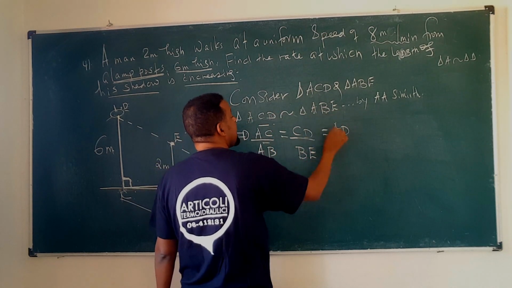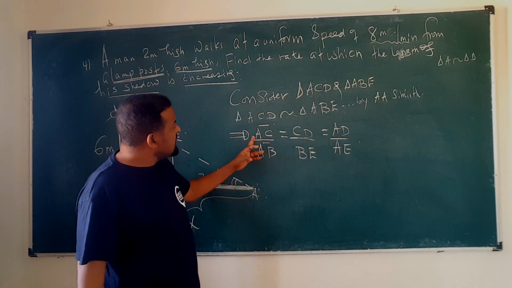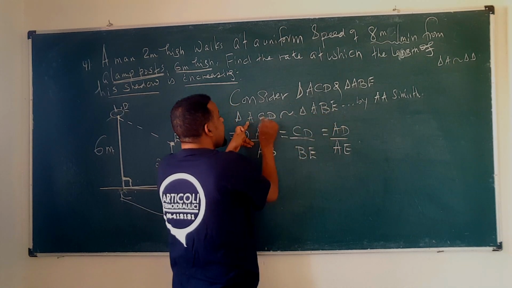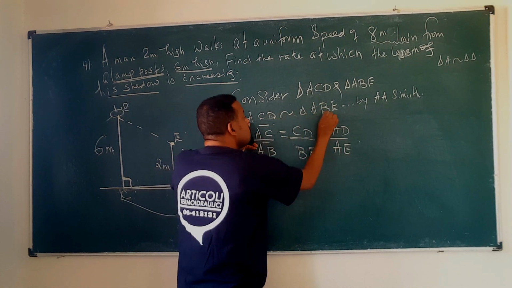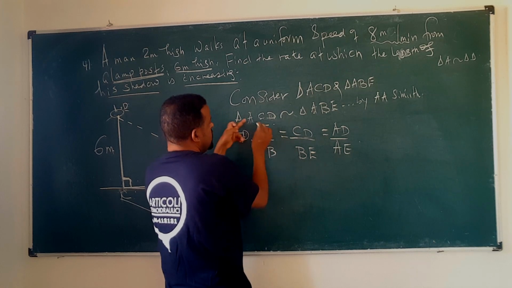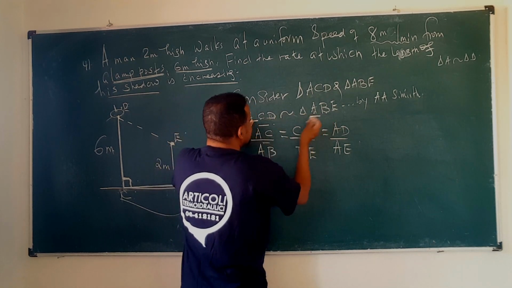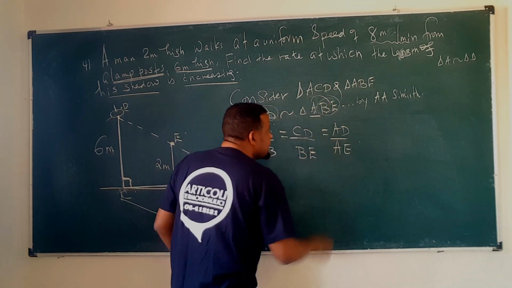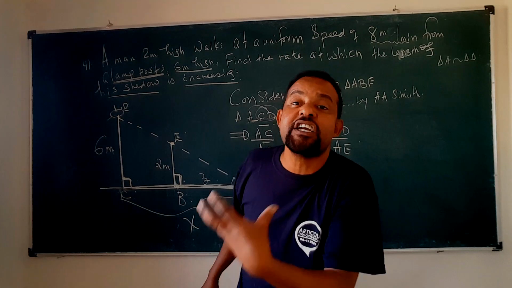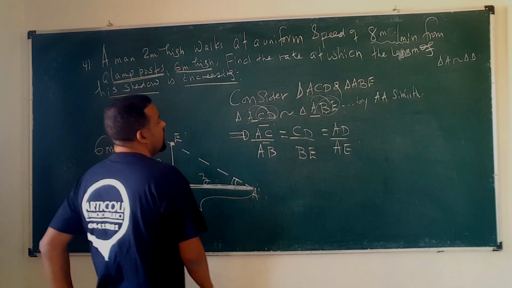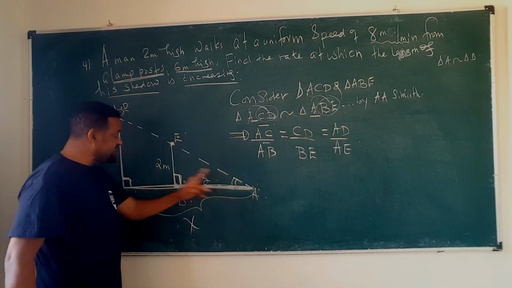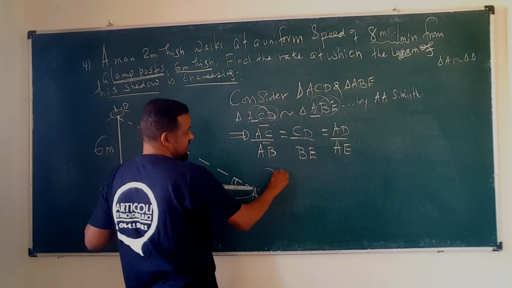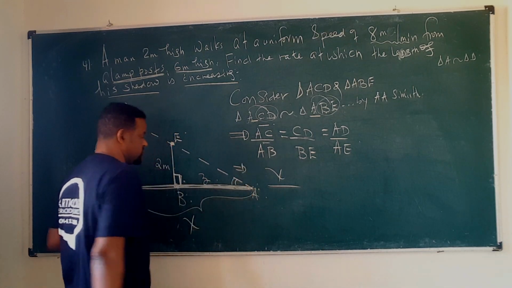AD to what? AE. Now look, the corresponding sides: AC corresponds with AB, AD with AE, and CD with BE, so they are corresponding sides. So AC over AB, CD over BE, and AD over AE are proportional. Their ratios are the same, constant. Okay. So now what's AC? AC is x.